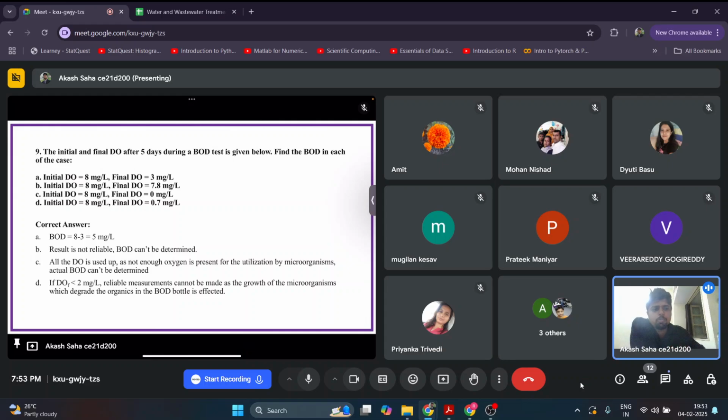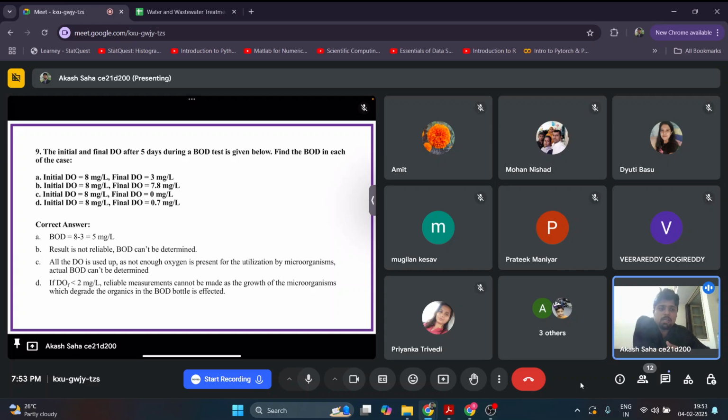If it is going less than 2 milligram per liter, we cannot rely on it, because the microorganisms' growth will be affected, as Amit has also pointed out. The microorganisms will not be able to sustain and perform to their full potential in a low DO regime. So in both of the cases, we should not accept the result.